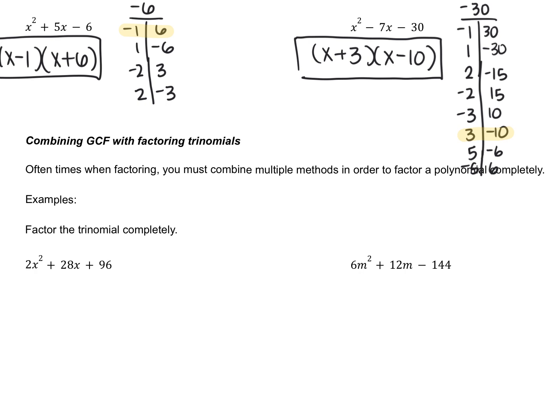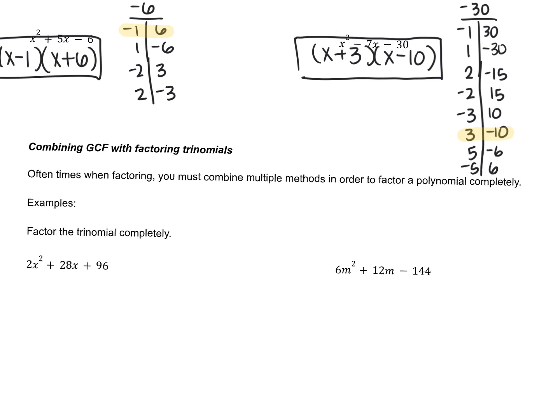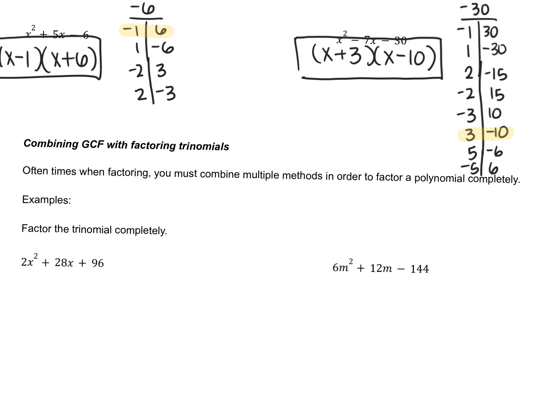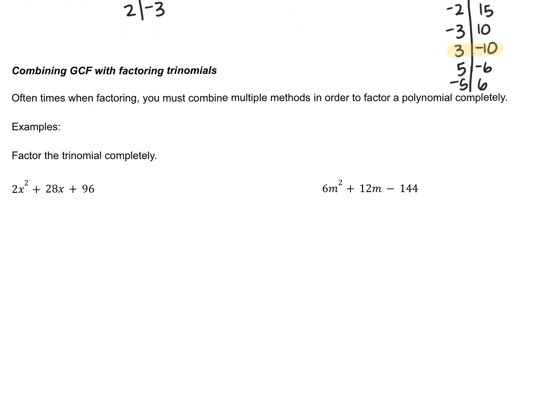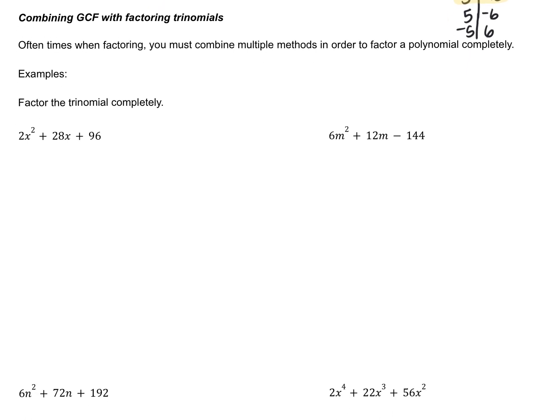So lastly, we're going to talk about combining these two methods. Sometimes you have to combine multiple methods in order to factor a polynomial completely. In the examples we just did, all of our trinomials had a of 1. So I didn't have to worry about looking for a GCF, because if the number in front of my x squared term is 1, there's definitely no GCF. But if it's not, we want to look for a GCF first, instead of maybe making the problem more complicated than it needs to be.